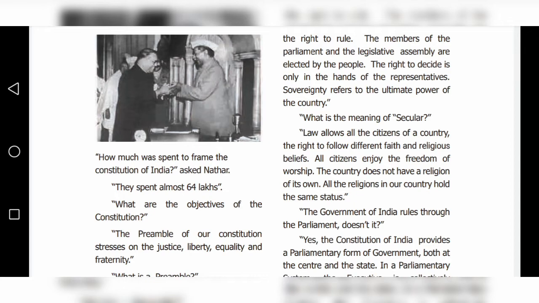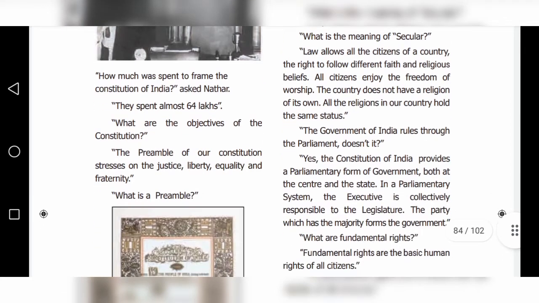If they like to follow Jainism, they can follow Jainism. Buddhism, they can follow Buddhism. Hinduism, they can follow Hinduism. Islam, they can follow Islam. If they have faith in Christianity, they can follow Christianity. Whatever religion or faith they have, they can follow it. All the religions in our country hold the same status, so we have to give equal respect to all religions. That is called secular. Understand, children? Okay.